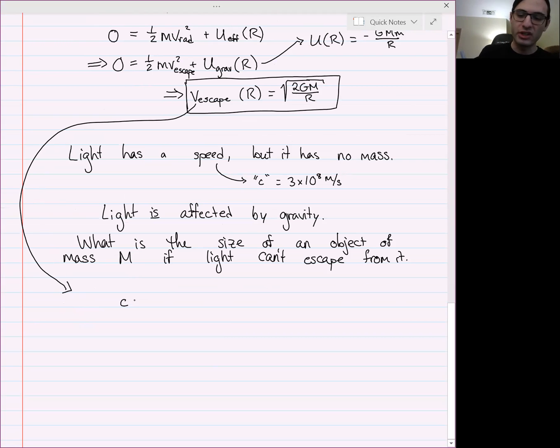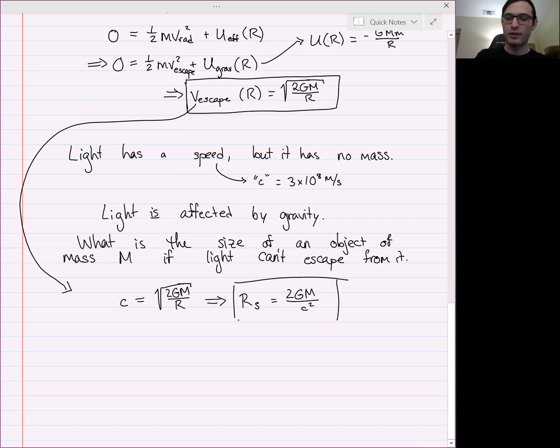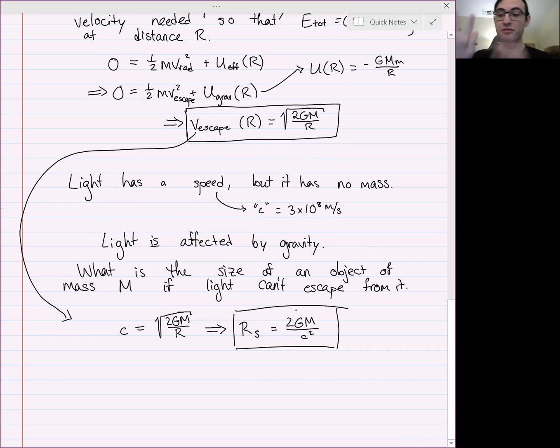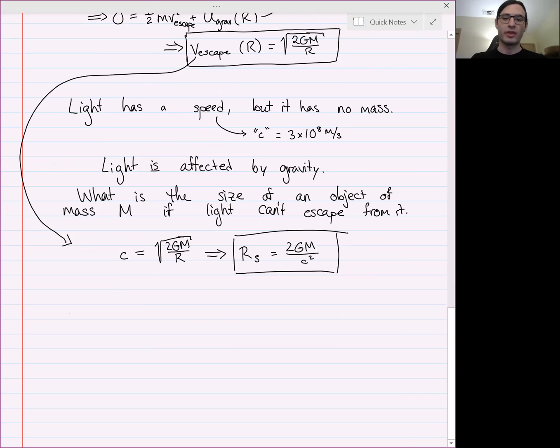We can just solve. c should be equal to the square root of 2GM over r, so it has some mass m and some radius r. So we can solve this equation, and we find that the radius, and I'm going to put a subscript s here, and I'll tell you why in a minute, of this object is equal to 2GM over c squared. If you plug in a value for m and you plug in G and c, you get a number. That number is called the Schwarzschild radius.